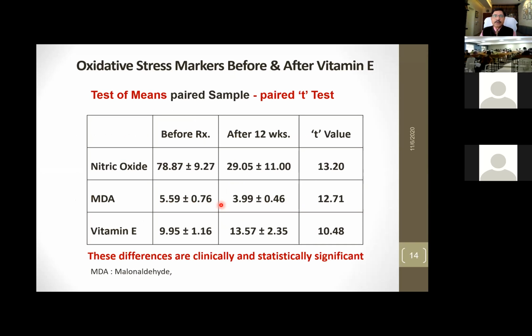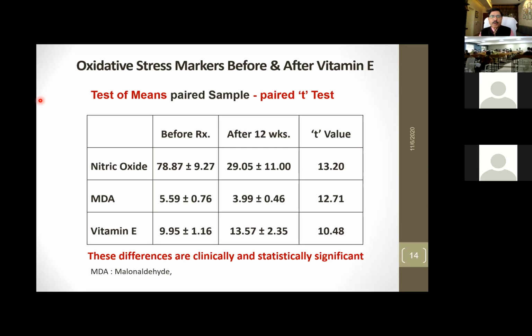For example, here you see the example. Before treatment, nitric oxide was that much. After treatment, the nitric oxide has come down. What is the treatment I gave? Vitamin E, an antioxidant. MDA before treatment 5.5, after treatment 3.99. Vitamin E before treatment 9.95. I gave vitamin E. After 12 weeks, the vitamin E we expect to increase. Yes, it is 13.57. It has increased.